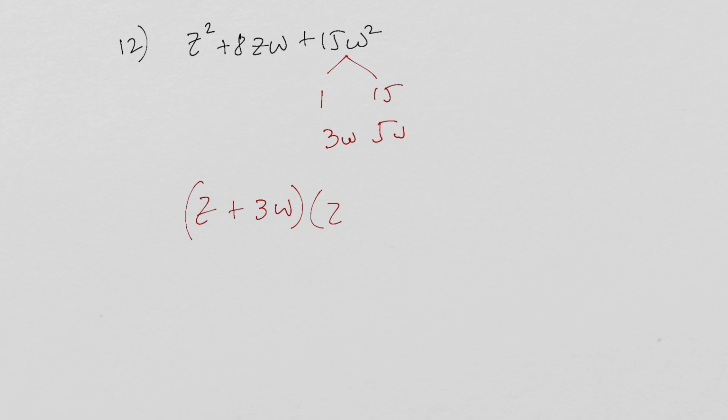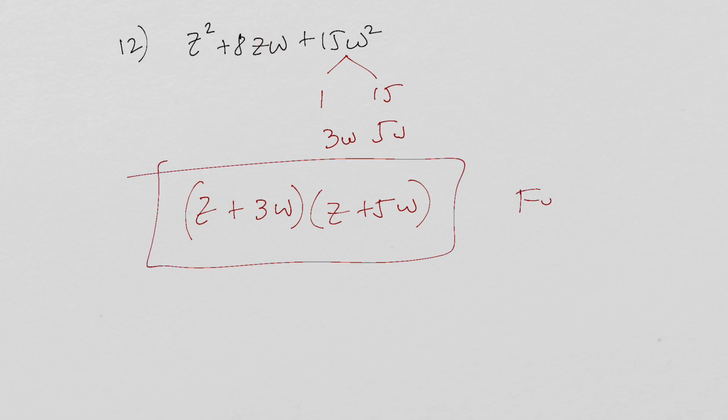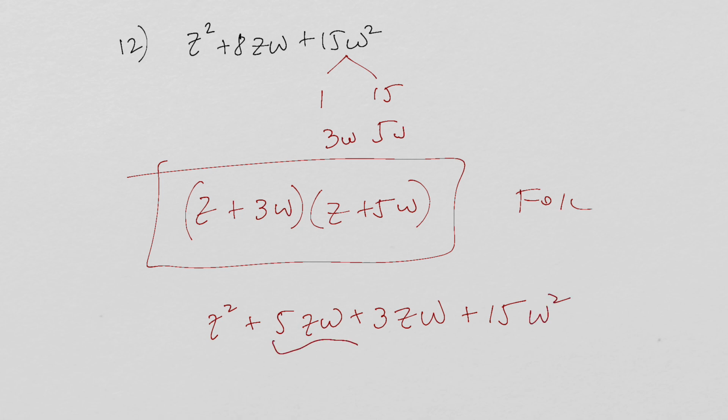And z plus 5w. Now, the reason this is a zw is because, well, this is the answer, so let's circle that. But if we were to FOIL this to check, our first is z squared, our outer is a positive 5zw, our inner is a positive 3zw, and our last is a positive 15w squared, and these add up to our 8zw, and that works.